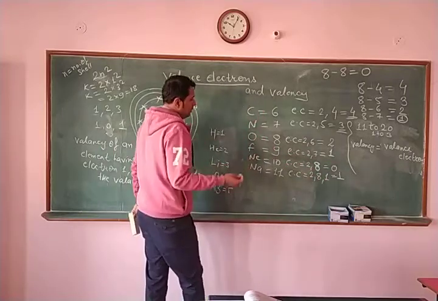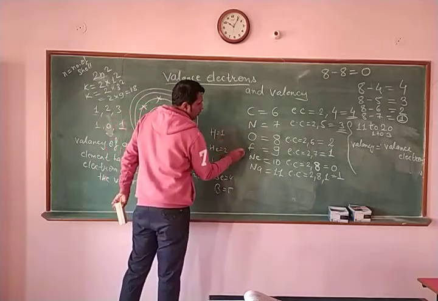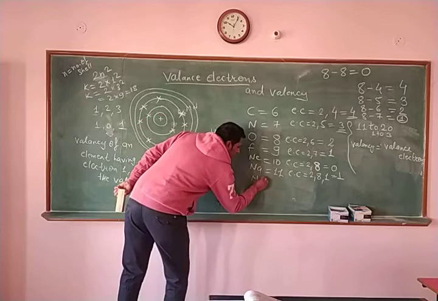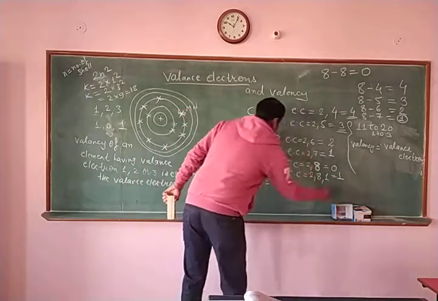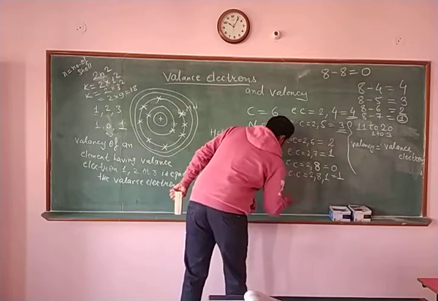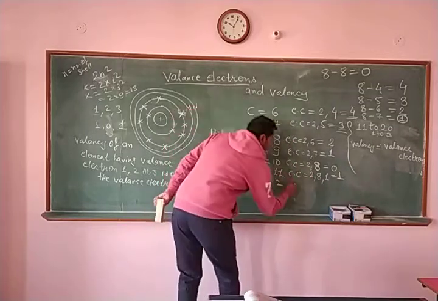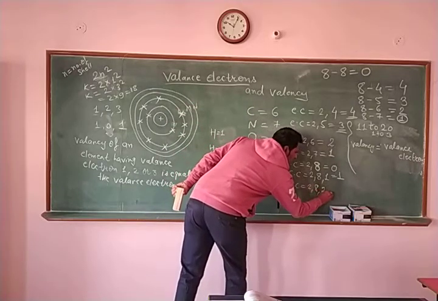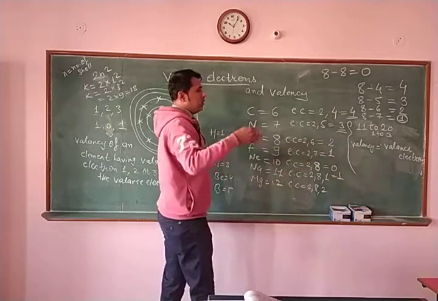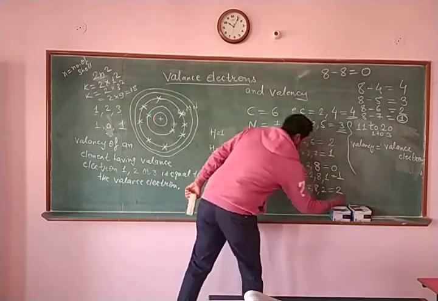Hydrogen, helium, lithium, beryllium, boron, carbon, nitrogen, oxygen, fluorine, neon, sodium, then magnesium. Magnesium has atomic number 12. Electronic configuration is 2, 8, 2. So what did we say? Valency is equal to the number of valence electrons. So the valency will be 2 for magnesium.